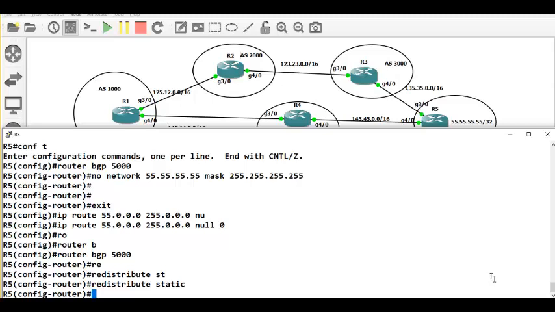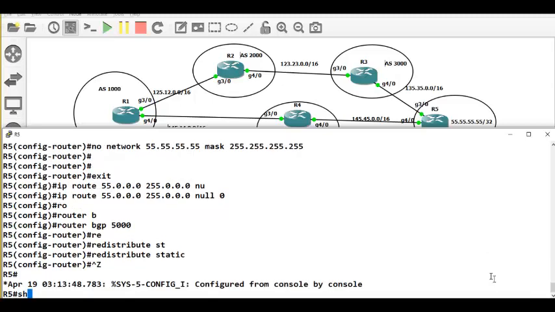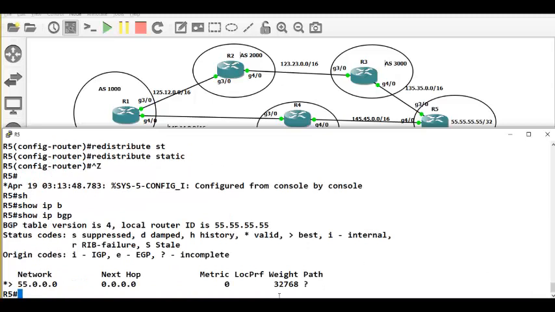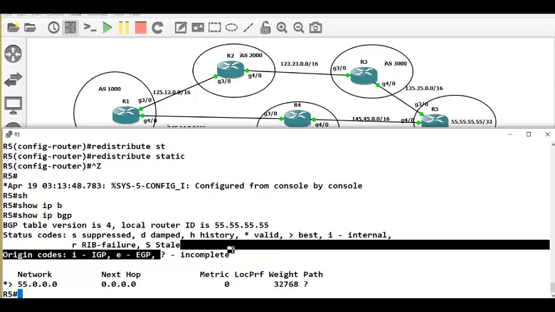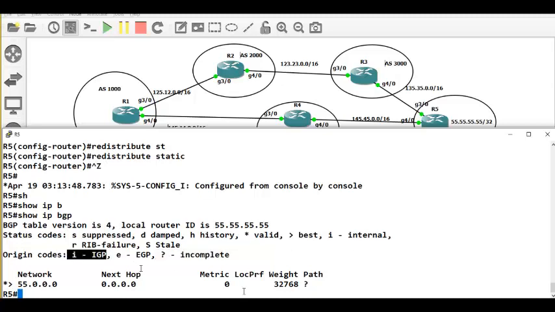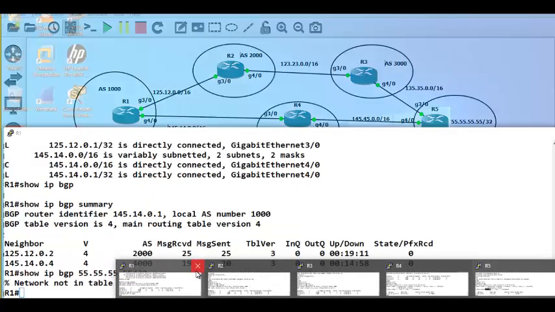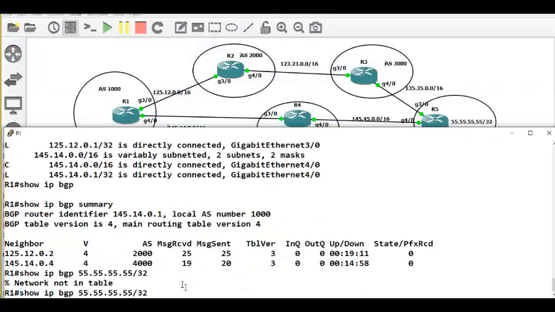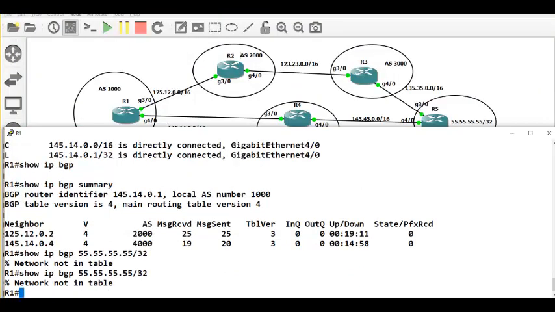Let's verify. Show IP BGP. Look at this. It says I'm advertising this network from local. And what is the origin? Incomplete. Because we are not advertising it, we are redistributing it. If you are advertising using network command, it will be I. Now let us go to router 1 and check the same. Router 1 says, okay, give some time, it will come.